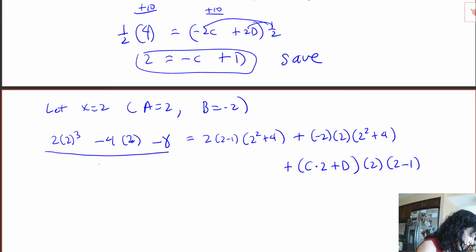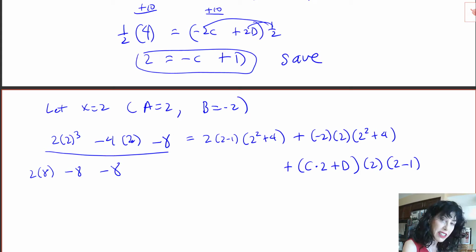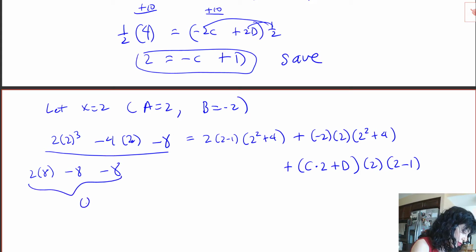So on the left-hand side, we have 2 times 2 cubed, 2 times 8, minus 8, minus 8. That's 16 minus 16. That's 0. So 0 on the left.